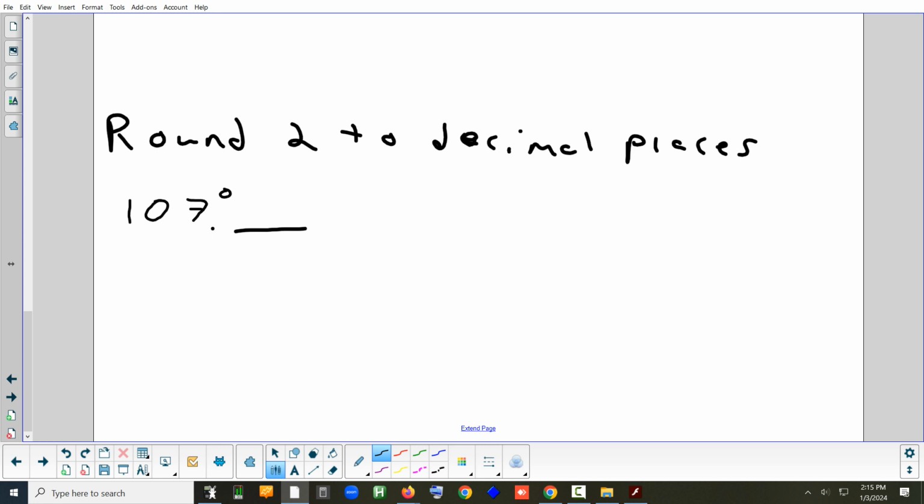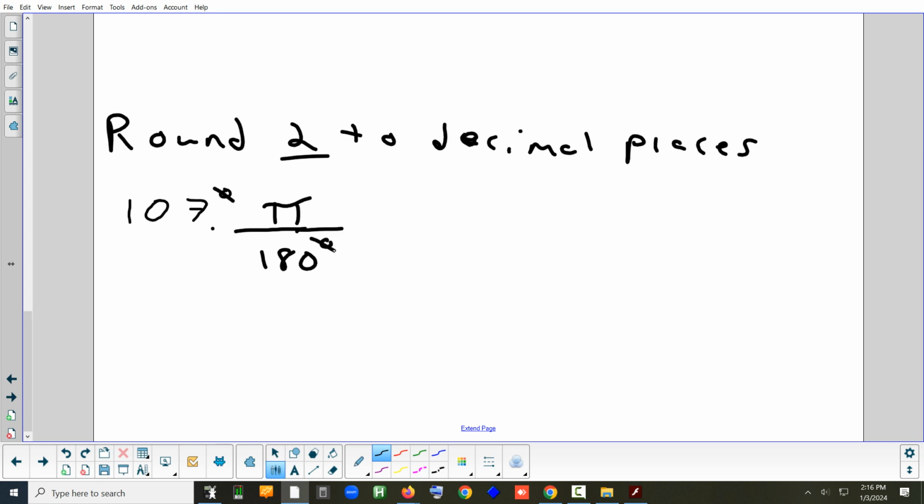How many places? 2. I'll always tell you how many places to round to. If you ever don't see directions, just do 2. All right. So let's start with what's going to go in the bottom, because that's what cancels out. Okay, so what goes in the bottom? 180 degrees. And the top? Pi radians.